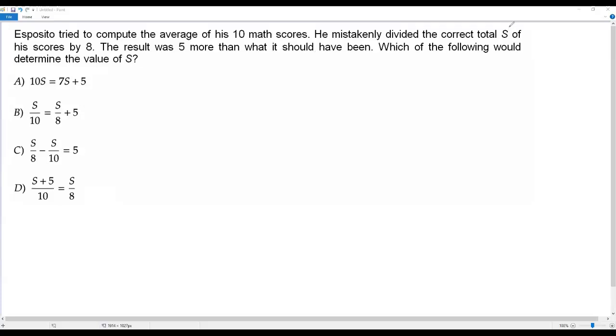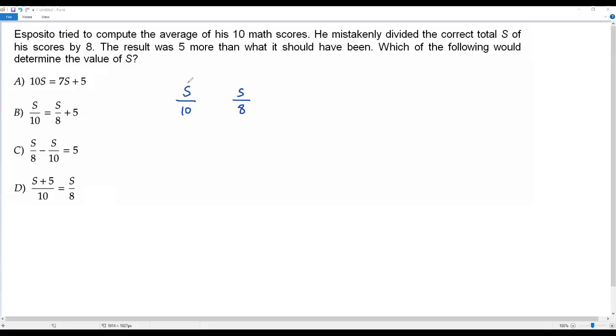Okay, this capital S represents the correct total of 10 math scores. So to get the correct average, we have to divide the correct total capital S by the number of scores, that is 10. So this is the correct average. But Esposito mistakenly divided the correct total S by 8. So when he does so, the result over here is 5 more than the correct average. That is, this value S over 8 is 5 more than this value, that is S over 10.